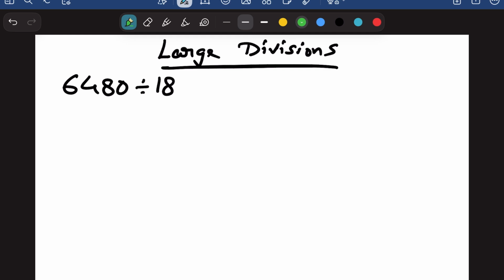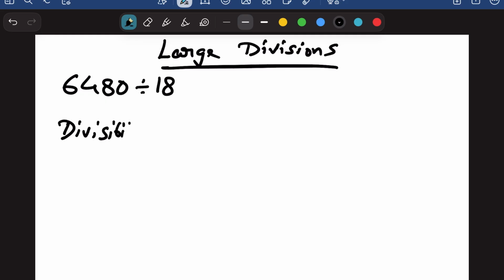Now, if you have something like this, 6,480 divided by 18, or even a bigger number as the divisor, you might not know the times table for 18. So then we follow a 3-step approach. First, we try to identify which number we can divide both numbers by to make them smaller. Okay, so now 6,480 and 18, they are both even numbers. That means I can divide both numbers by 2. But let's see if I can divide both numbers by 3. So there is a divisibility by 3 check.